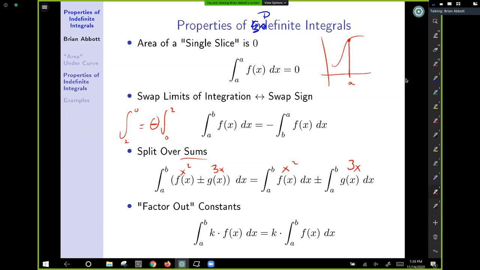And then, just like indefinite integrals, you can factor out. Again, I'm using the word factor improperly here, but it's an okay intuition that if you have a constant number multiplied by a function, you can just pop it out in front of that integral, the k number there.